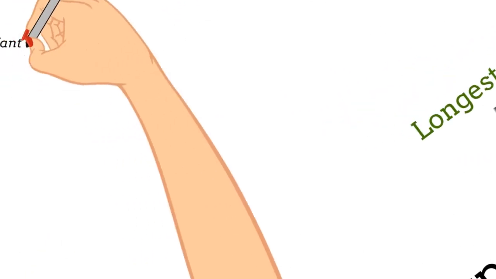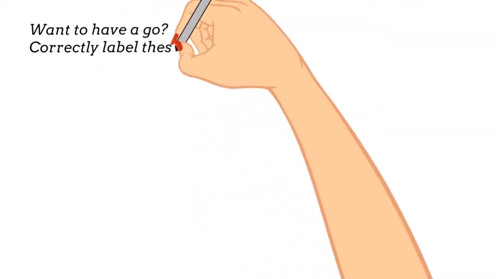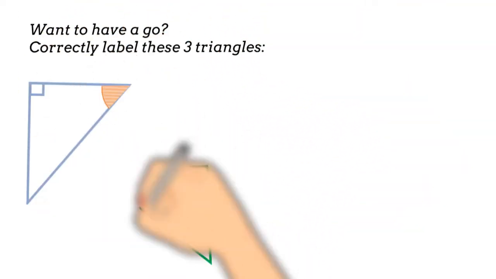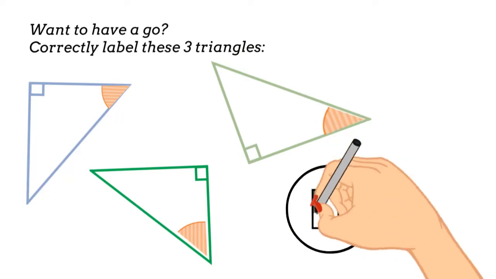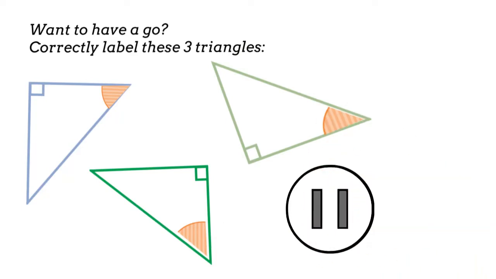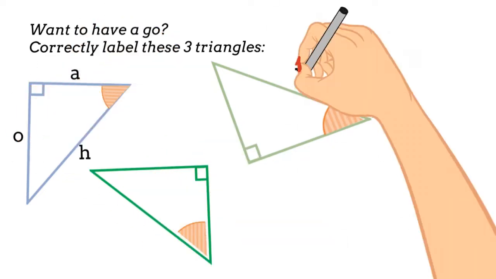Want to have a go? Correctly label these three triangles with O, A and H. Pause the video now. Here's what you should have got.